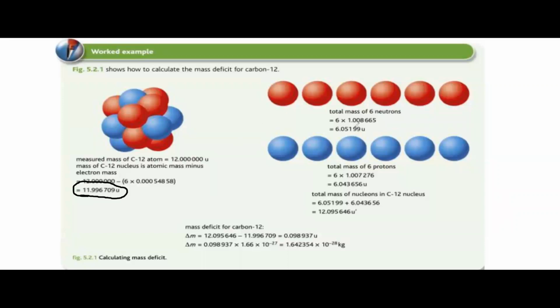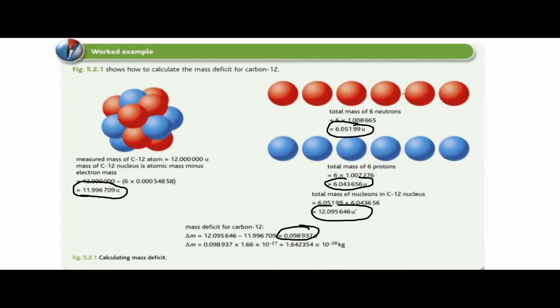And when we find the mass of 6 neutrons and 6 protons, this is the total mass of 6 neutrons and 6 protons. So when the particles are independent, they have more mass as compared to when they join and cluster within the nucleus. And when we calculate the difference in the mass, we call that the mass defect.